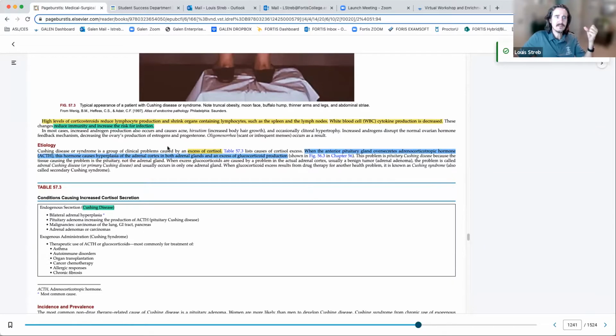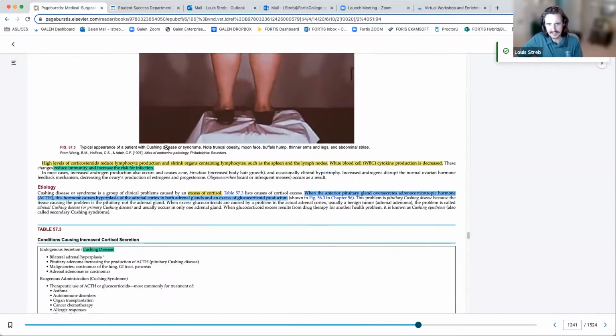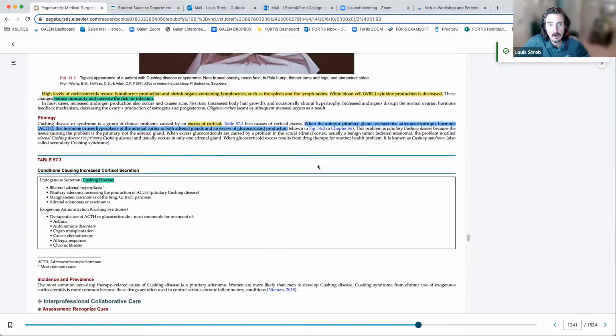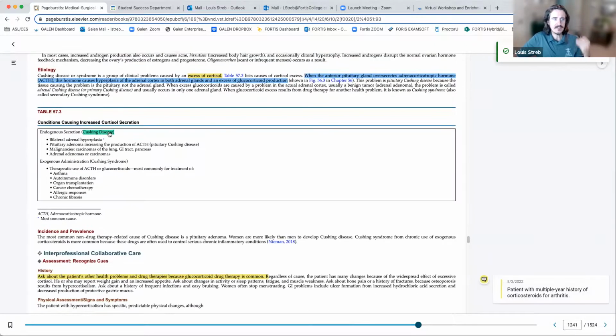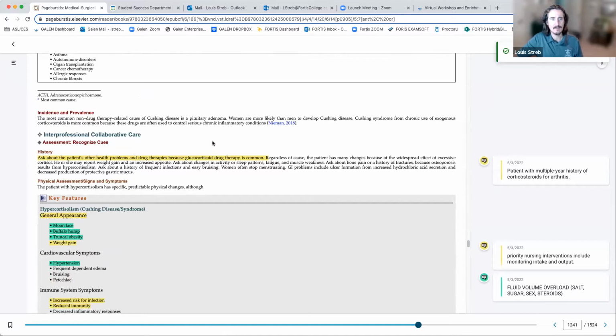All right, so that's where we're at. We're here at Cushing's. We have too much salt, sugar, sex, and steroids. We know what that looks like now. We know what we have to do with it. So when we think about it, there are different causes of Cushing's disease. I'm not going to get into it right now. It doesn't seem to be all that important at this moment. If your teacher covered it, definitely go back and look at it.